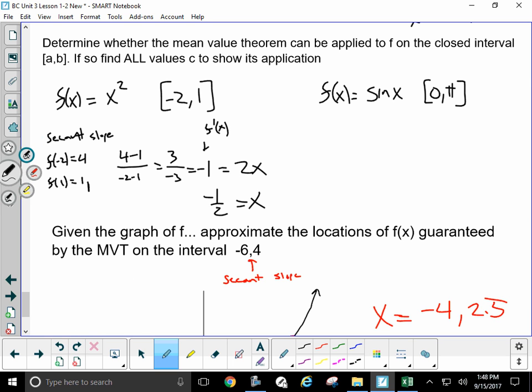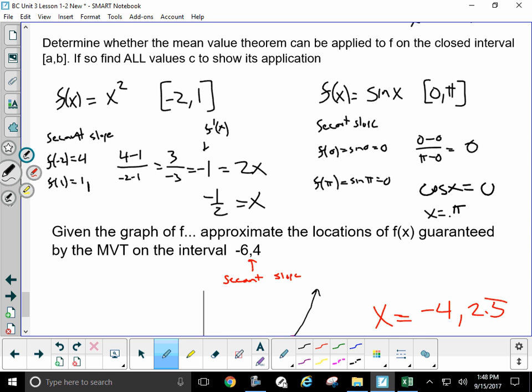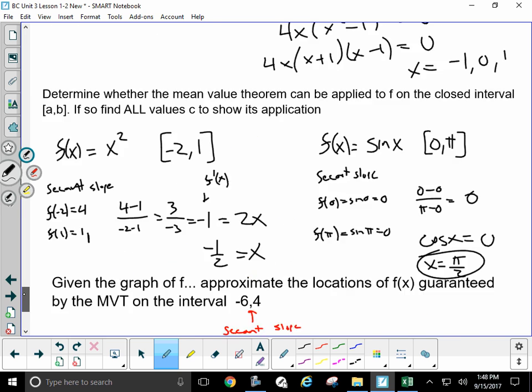Sine from 0 to pi. Let's find my secant slope. Sine of 0 is 0, and sine of pi is 0. So my slope is 0. The derivative is cosine. When is cosine equal to 0? Well, pi over 2 is the value that is between 0 and pi. This is Rolle's theorem. This is the mean value theorem. And that's our lesson.